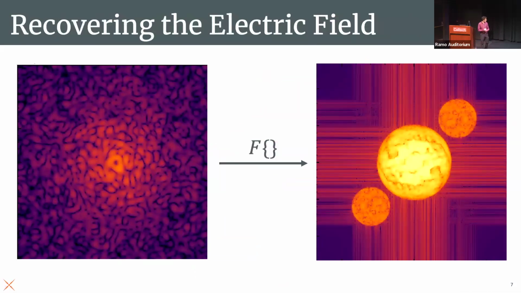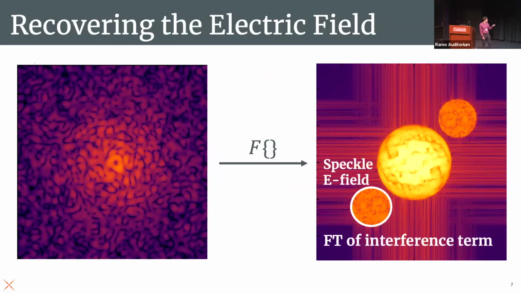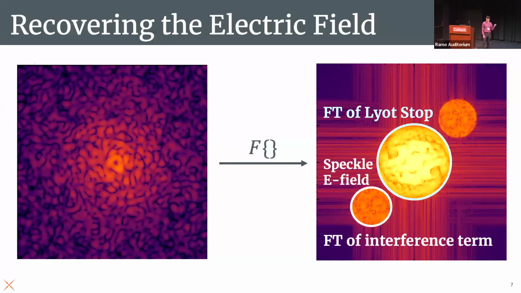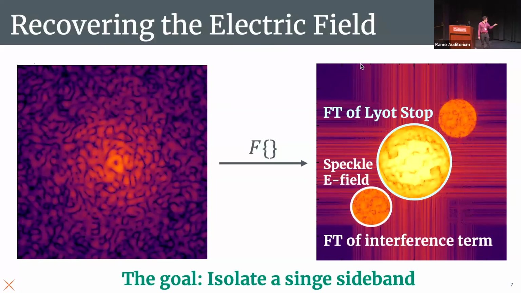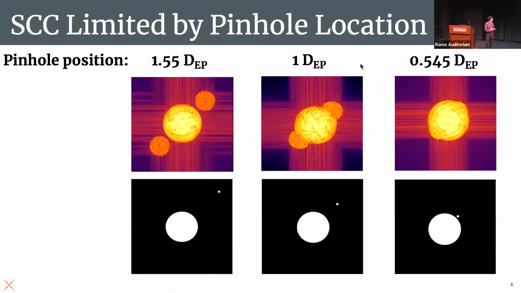And so in terms of recovering the electric field, we can perform a Fourier transform on our fringed image. And so you'll see that these side lobes represent copies of your speckle electric field. And this is the Fourier transform of your fringe term. And then this central lobe is the Fourier transform from your Lyot stop. And so the goal is to isolate a single sideband, as that contains your wavefront information.